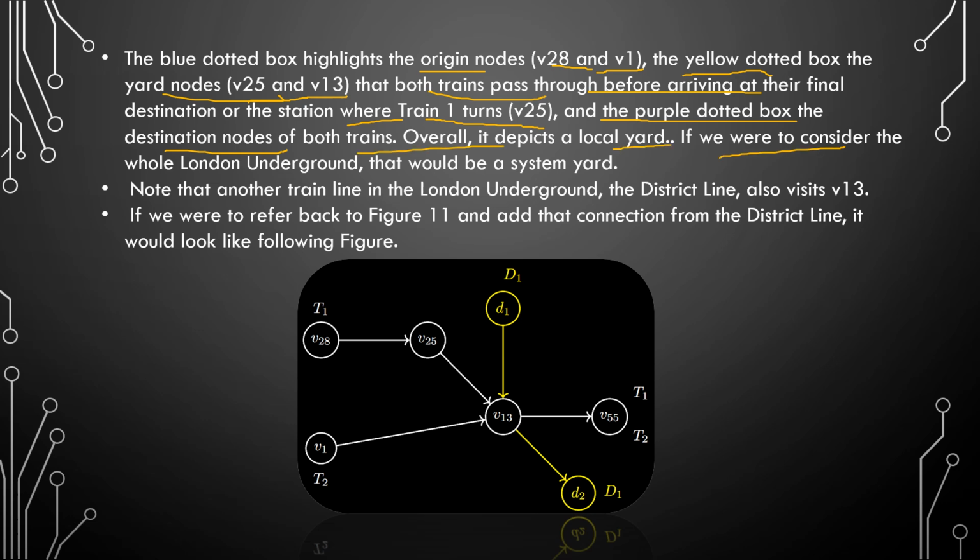If we were to consider the whole London Underground, that would be a system yard. Note that another train line in the London Underground, the District line, also visits V30. If we were to refer back to our figure and add that connection from the District line, we would get the following figure. We add the District line. So the District line, supposedly D1, moves towards V30 and then moves towards D2. Okay. Let us move toward the next slide.